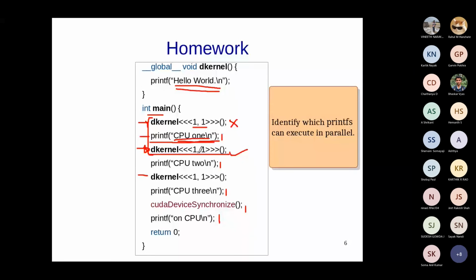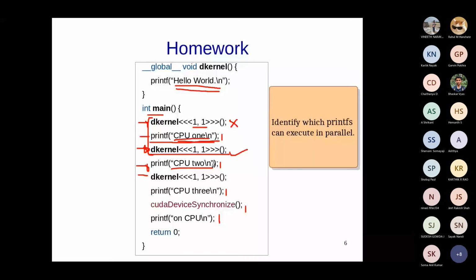The first invocation then has to happen. But let's say that both of them are waiting. Both of them have not yet executed. Right? So that is possible. In that case, the CPU is actually allowed to go ahead. And therefore, since it has printed CPU 1, it has launched both the kernels. Therefore, it can execute CPU 2. CPU 2 is guaranteed to be printed after CPU 1, but it can execute in parallel with any of the two Hello Worlds. Right? It might happen with the first one or the second.